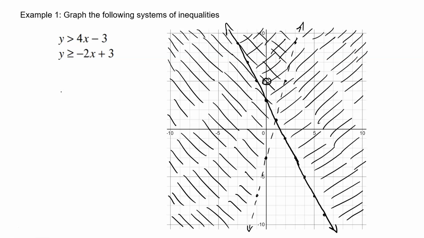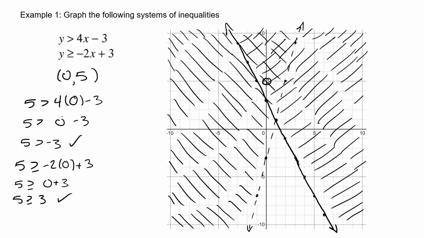It's on an axis, so that would be (0, 5), and plug it in to both inequalities and see if it is true for both. I'm going to do that now. So when I plug this point into the first inequality, I got 5 is greater than 4 multiplied by 0 minus 3. 4 times 0 is 0. 0 minus 3 is negative 3. 5 is greater than negative 3. Is that a true statement? Yes, it is. So that works for that inequality.